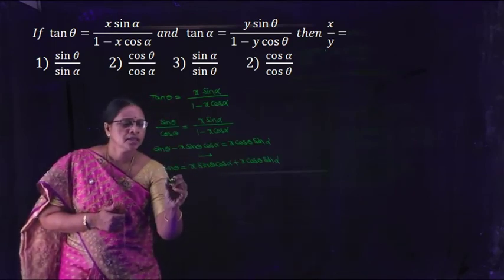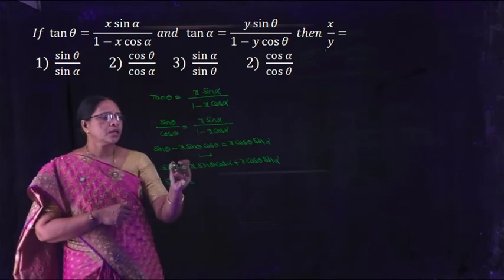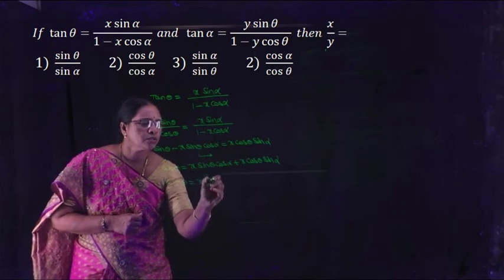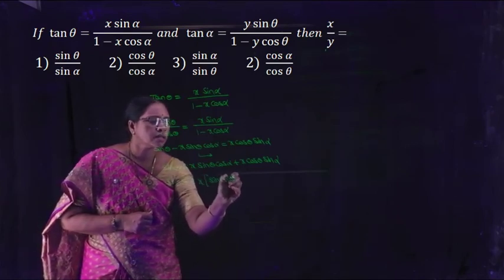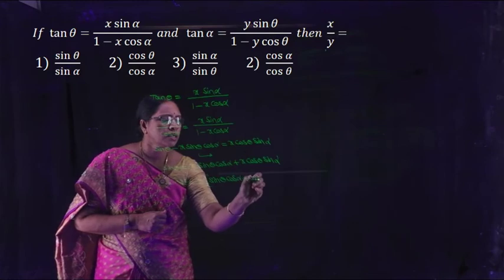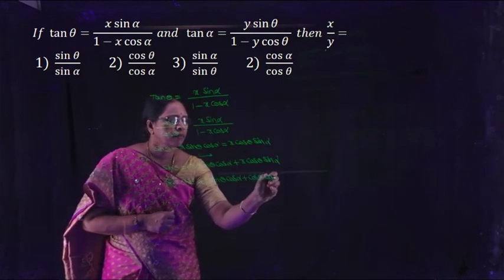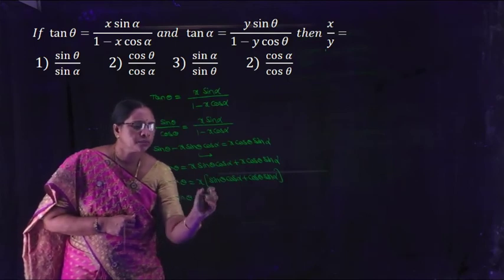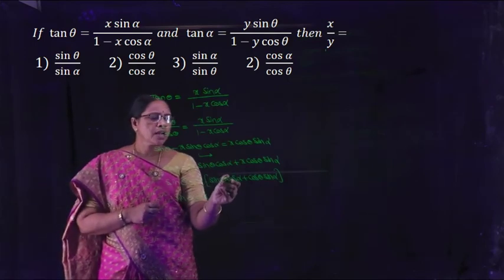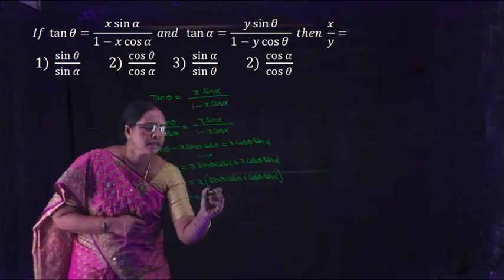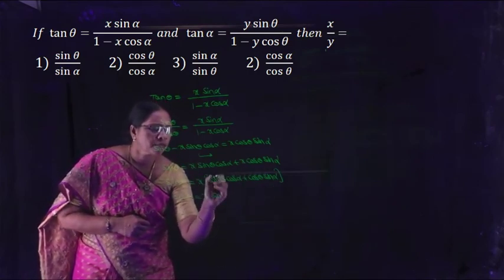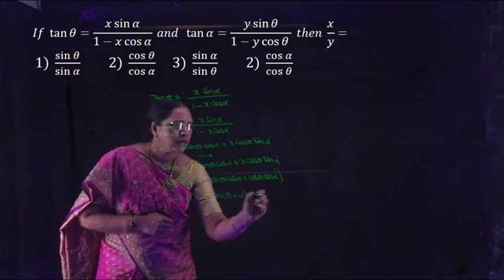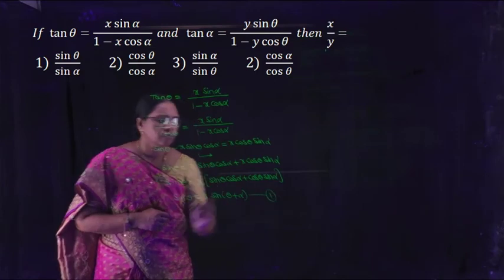Here sin theta is equal to, in the RHS, x common from these two terms, x into (sin theta cos alpha plus cos theta sin alpha). Now sin theta is equal to x into, here it is in the form sin a cos b plus cos a sin b, that is the sin of (a plus b), here sin(theta plus alpha). Treat it as equation 1.